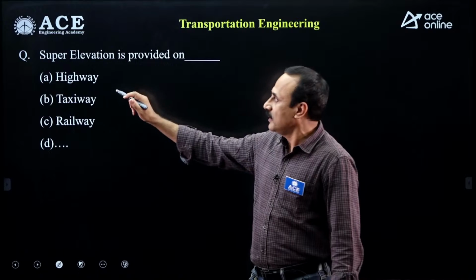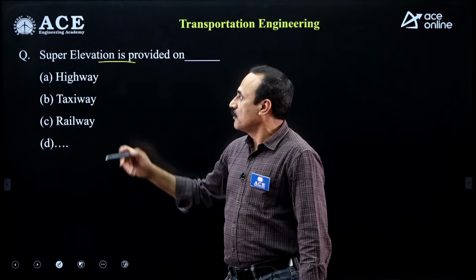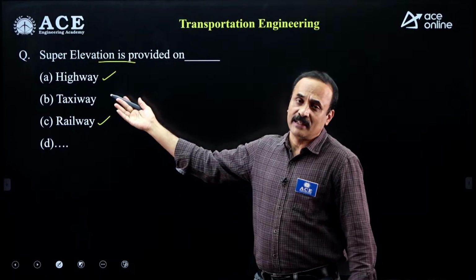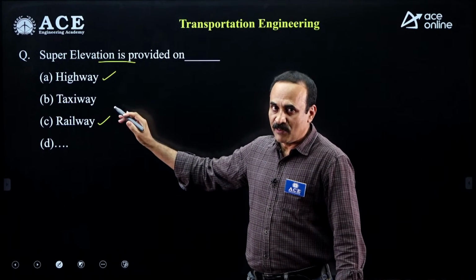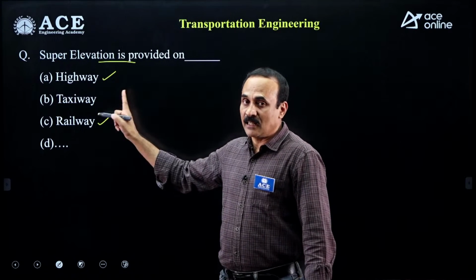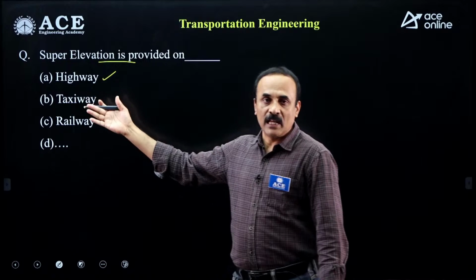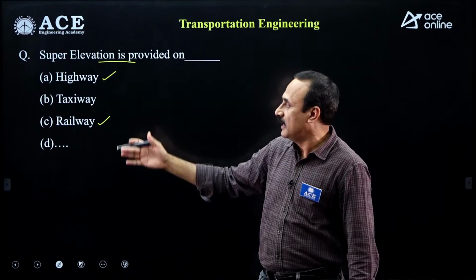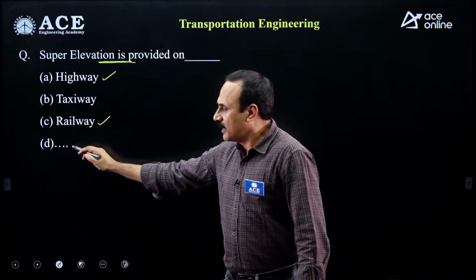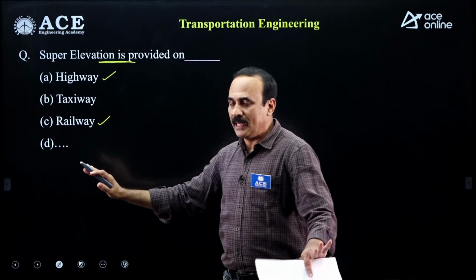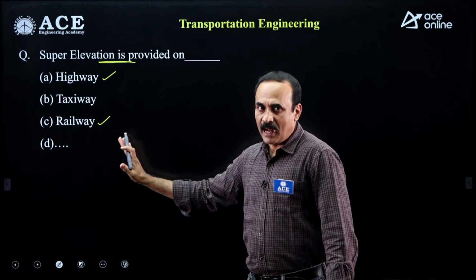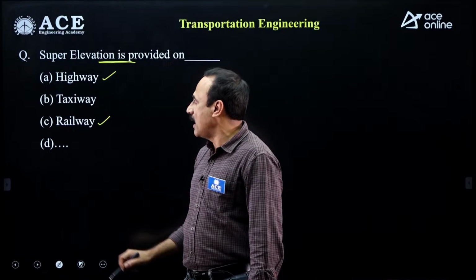Look at this silly question. Super elevation is provided on highways, we will provide it on railways, we never provide it on taxiways. On taxiways, only the coefficient of lateral friction we will consider for the calculation of the horizontal curve radius. We never consider super elevation on the taxiway. The option B is not clear as per the data, the option D is not identified, so I am leaving it blank.